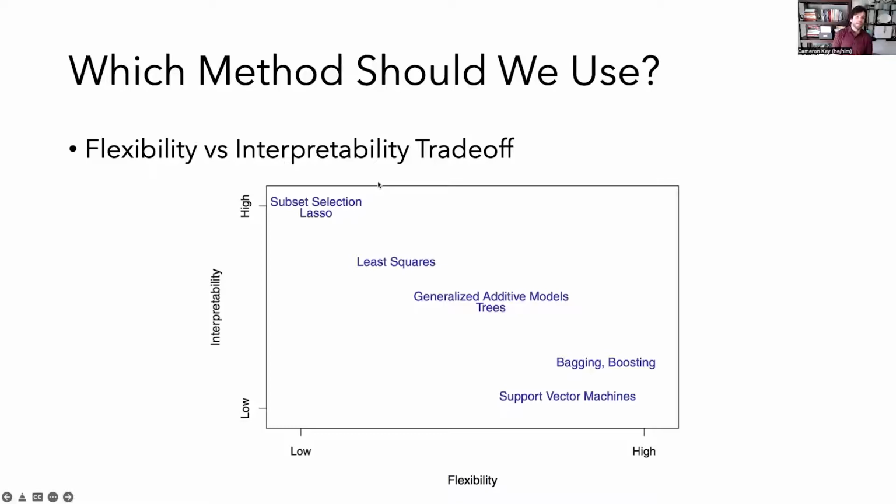And so you might ask, okay, what should I be focused on when I'm choosing a method? Should I be focused on flexibility or interpretability? And the answer, which no one likes, is, well, it depends, right? So in some cases, maybe you do want a very flexible model and you don't care that much about interpretation.